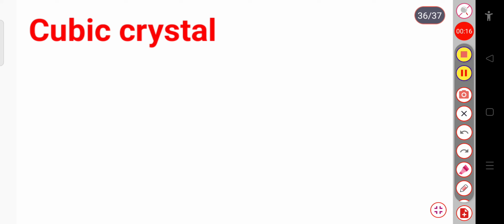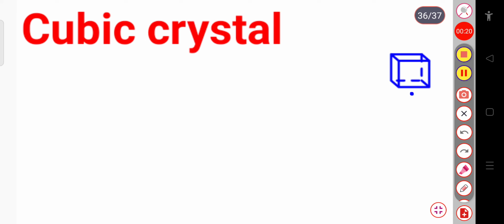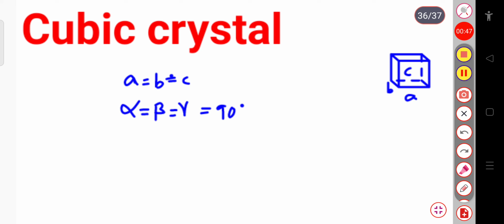So as we know, in the case of a cubic crystal, suppose this side is A, this one is B, and this height is C. In a cubic crystal, all the sides are equal, and the angles alpha, beta, gamma, between the x and y axes, y and z axes, and z and x axes, are each equal to 90 degrees. We can say that all the axes are perpendicular to each other in a cubic crystal.